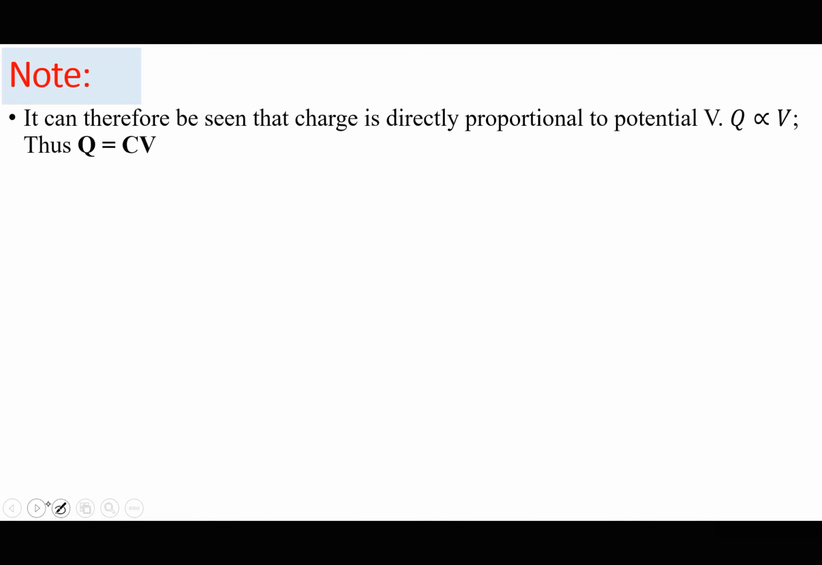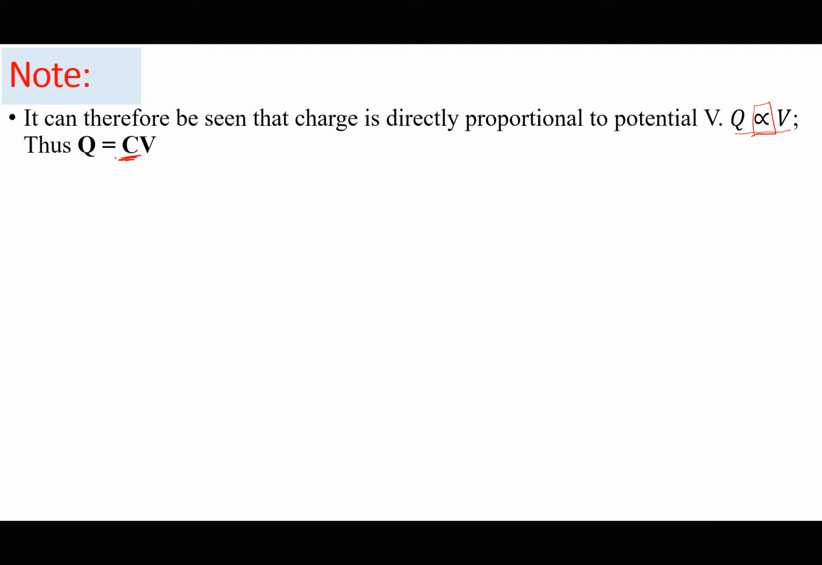If a graph of V against Q is a straight line, then Q is essentially directly proportional to V. As we increase the potential, more charges accumulate on the sphere. The higher the potential supplied to the conductor, the more charge stored on the conductor. So V and Q are directly proportional. If we remove the proportionality sign and introduce an equal sign, then we must also introduce a constant, and that constant is going to be labeled C.